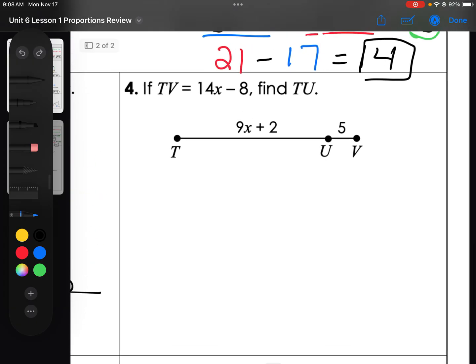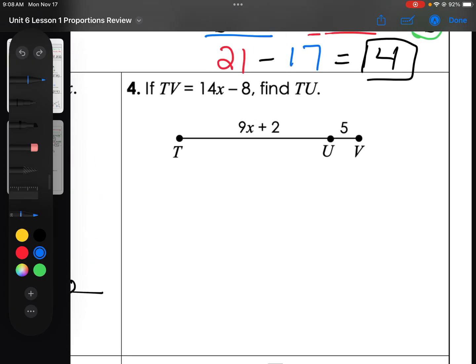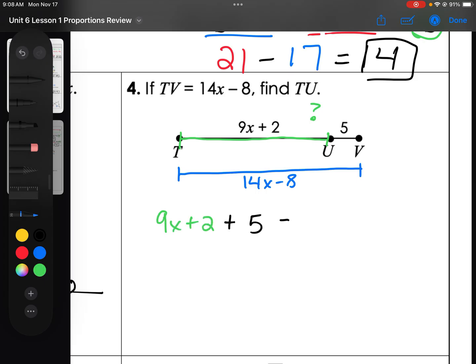Okay? Number 4 here, if TV is equal to 14x minus 8, so here's TV, 14x minus 8, they want us to find TU, okay? So once again, we're going to use segment addition postulate. I'm going to have TU, which is 9x plus 2, plus UV, which is 5, and then that is equal to the whole length of the whole segment, which is 14x minus 8. We're going to combine our like terms to solve for x, and we're going to have to use that value of x to plug in to find the length of TU.